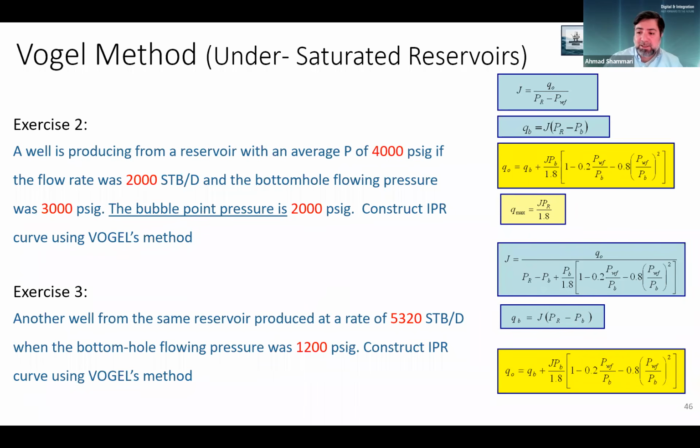And this is just for checking purposes. You'll probably find that J is also 2. So I'm just verifying that, okay? It's the same well. I just used a different test point just for you to practice. So eventually I will have the same IPR curve, correct?